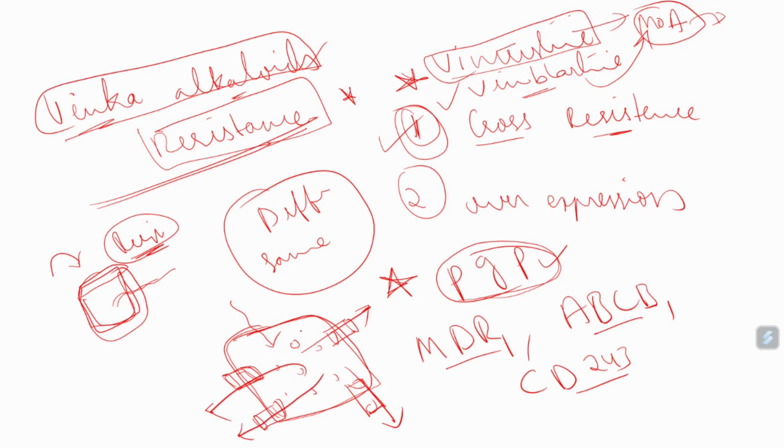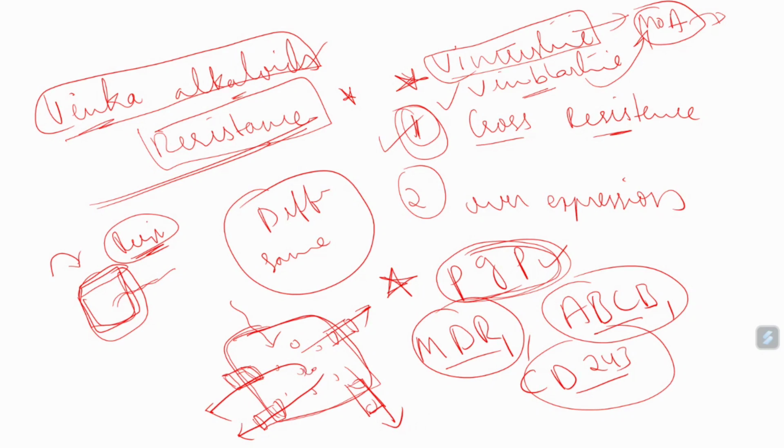Whenever a patient or a cell is overexpressed with Pgp, or MDR1, or ABCB1, or CD243, that particular cell will easily efflux the drug from the cell, and the cell will not show action. Due to this, the patient will have resistance. Resistance is shown when the patient has overexpression of P glycoprotein.